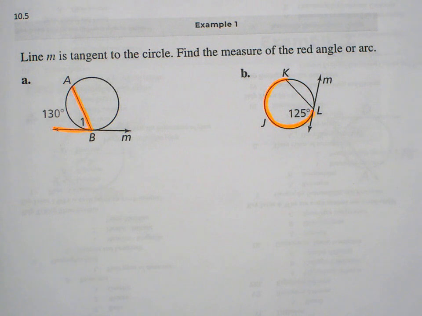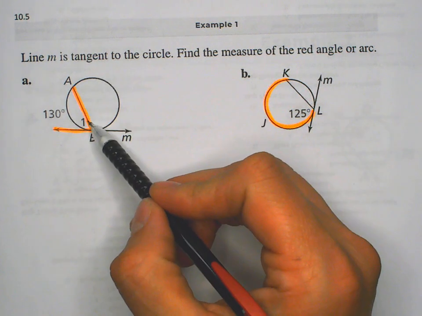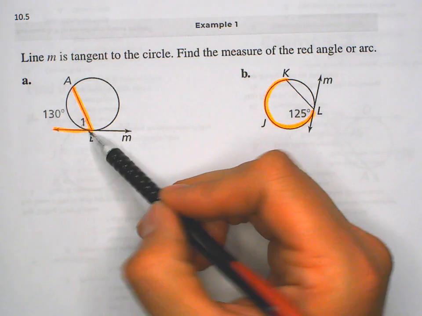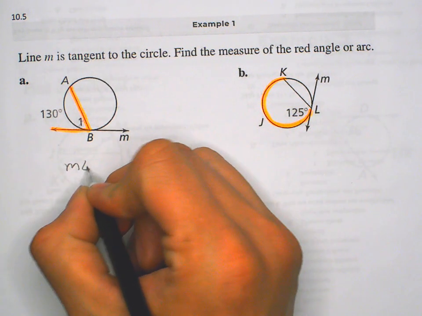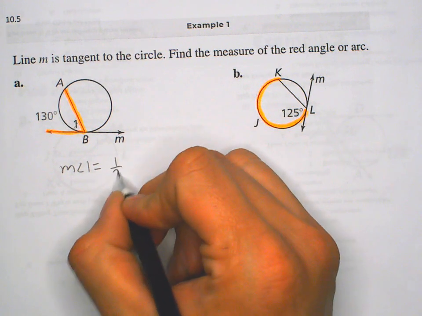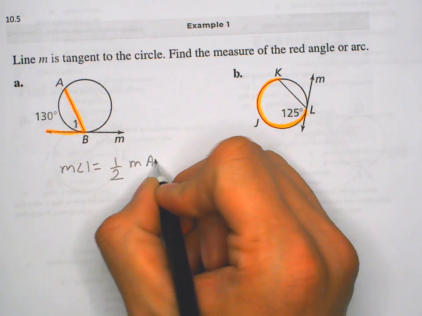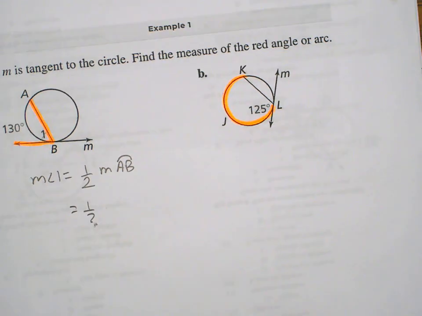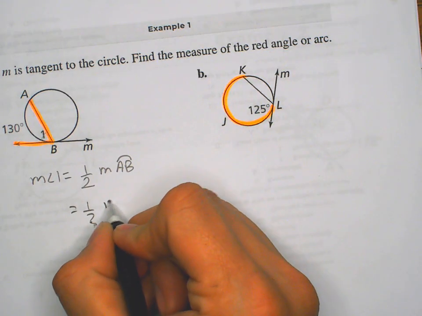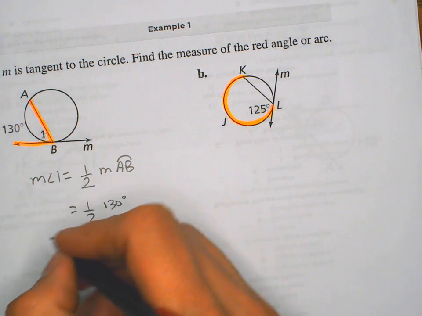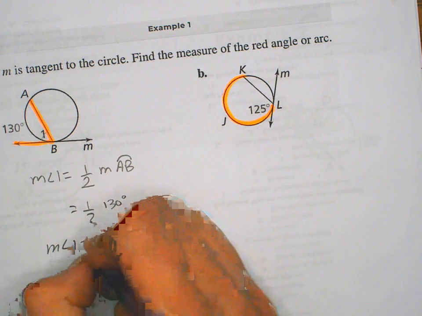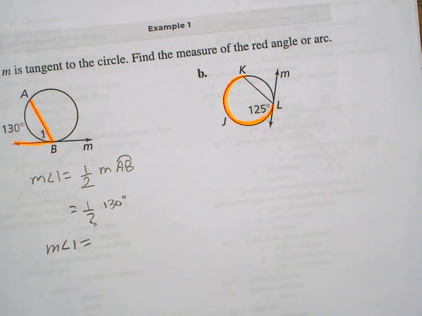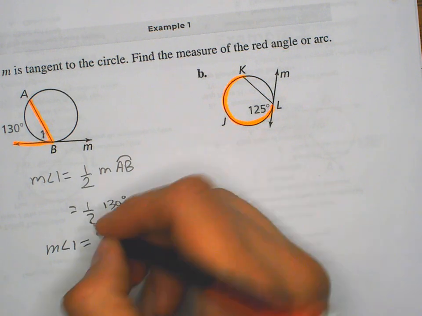Now one of the things that we did learn was that this angle right here was going to be half of this arc. So the measure of angle 1 is going to be 1/2 the measure of arc AB. Now, arc AB is 130 degrees. So the measure of angle 1 is going to be 130 degrees divided by 2. Okay, so 130 divided by 2, that's going to be 65.